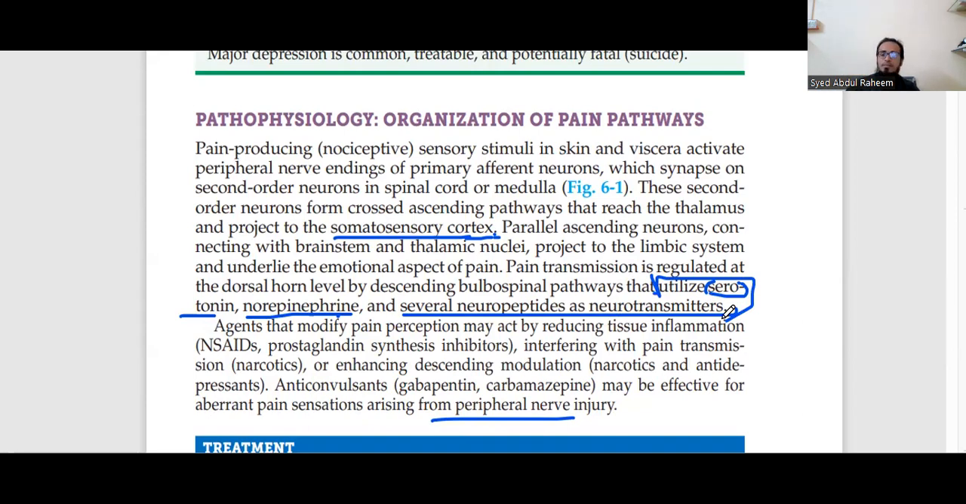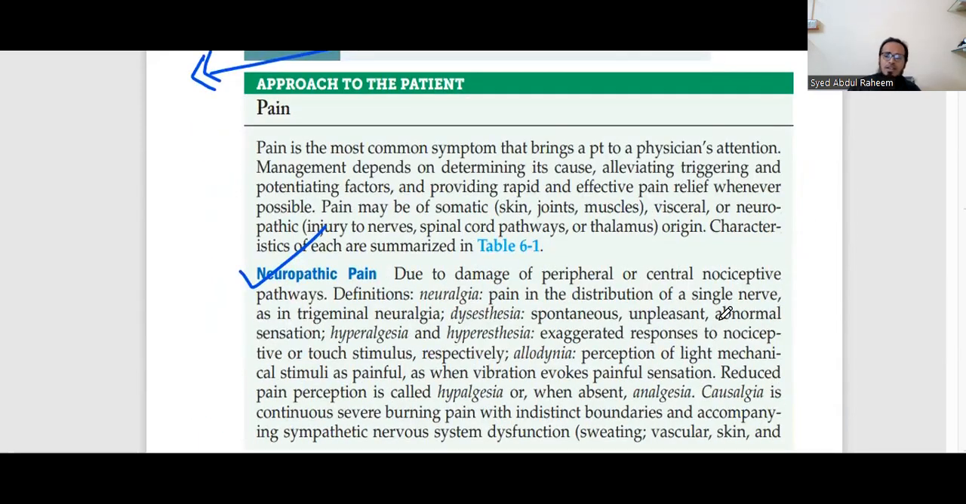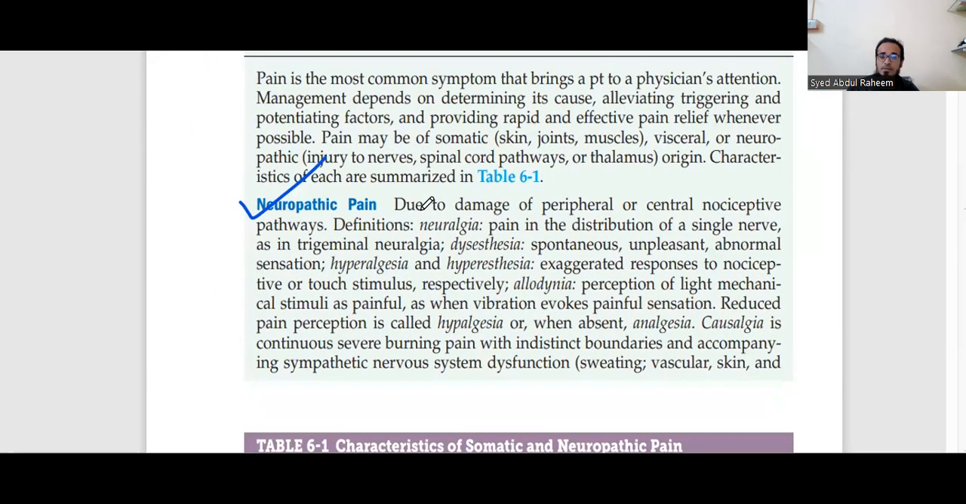It is continuously traveling. So let's discuss different types of pain. What are the names we have here? We have neuralgia. What is neuralgia? Neuralgia means a problem in a single nerve, like the trigeminal nerve, or trigeminal neuralgia.